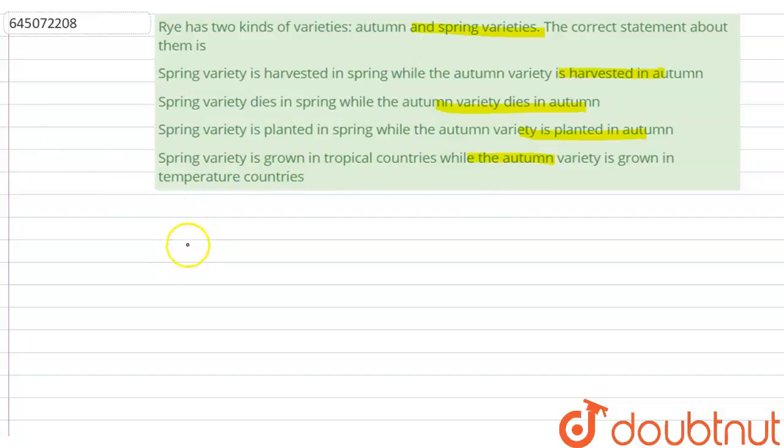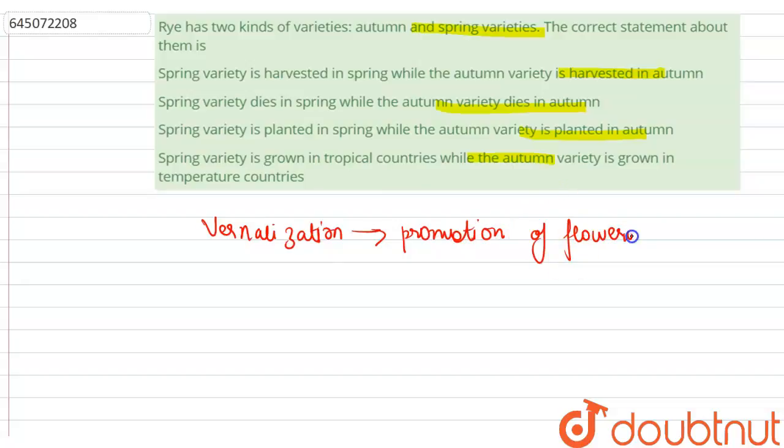So, there are plants for which flowering is either quantitatively or qualitatively dependent on exposure to low temperature, and this treatment is termed vernalization. It prevents precocious reproductive development late in the growing season and enables the plant to have sufficient time to reach maturity. So, vernalization refers to the promotion of flowering by a period of low temperature.